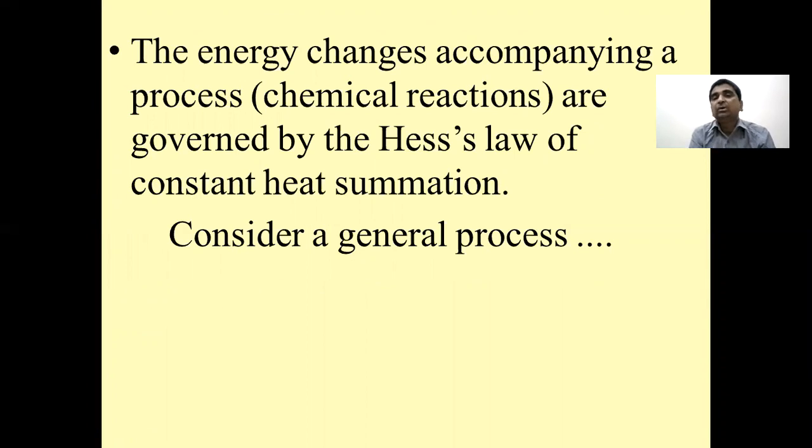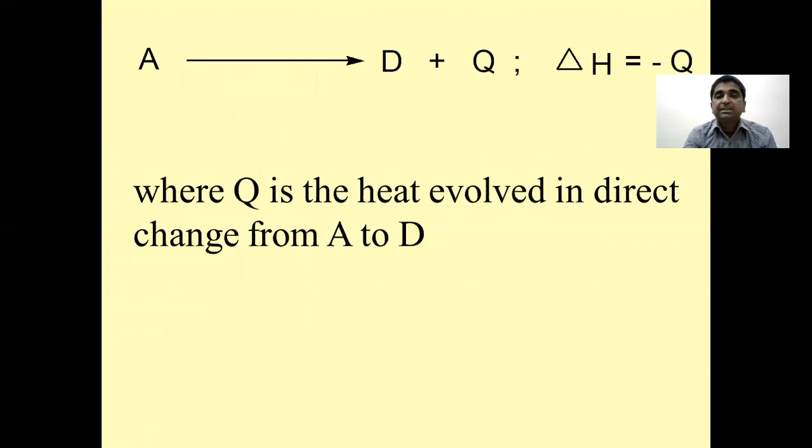Now, for understanding this Hess's law of heat summation, let us consider a general reaction where reactant A is getting converted into product D, and say at that time Q amount of heat is evolved. So A is reacted here and getting converted into product, and let us suppose that Q amount of heat is liberated, so in thermochemistry we write delta H is equal to minus Q.